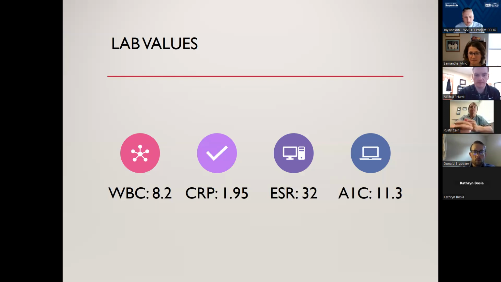So we got labs and we got plain films. Just to start off with the labs, there was no leukocytosis. WBC is 8.2. She had a CRP of 1.95, ESR 32, with an A1C of 11.3.